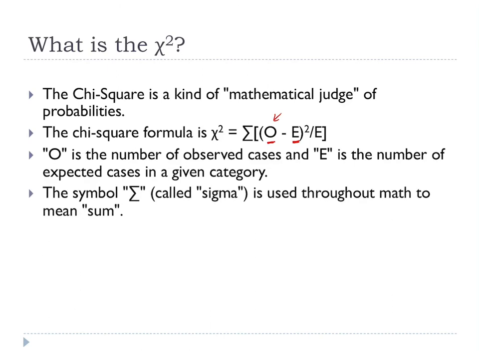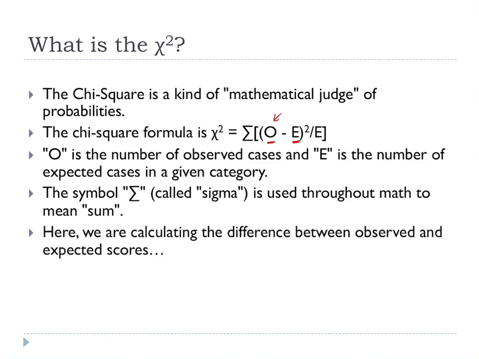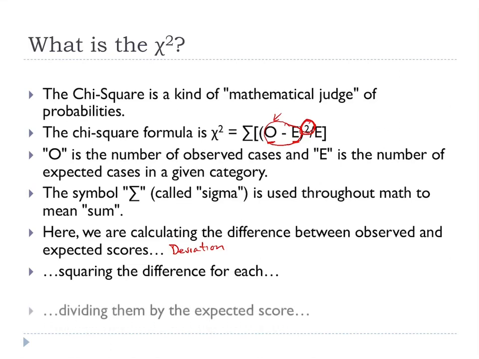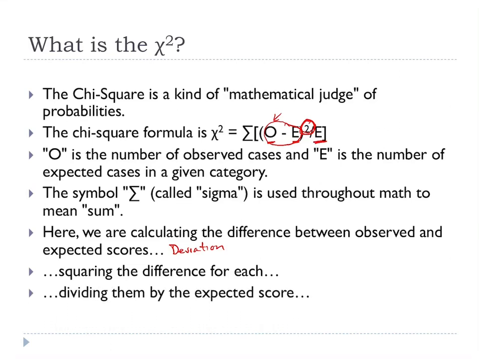The symbol sigma is used throughout math to mean sum. So here, what we're doing is calculating the difference between our observed and our expected scores. This is called a deviation. We're calculating the deviation between our observations and our expectations. Then we're going to square the difference for each one. So here's our deviation. We're going to square the difference for each one. Then we're going to divide them by the expected score. What this does is it kind of brings it back down into range.